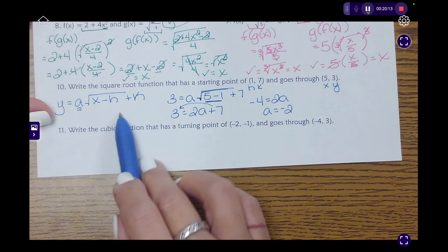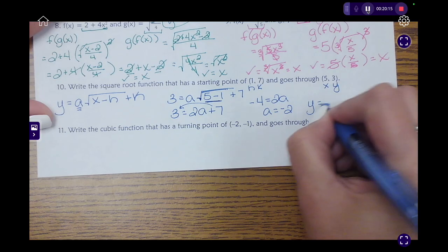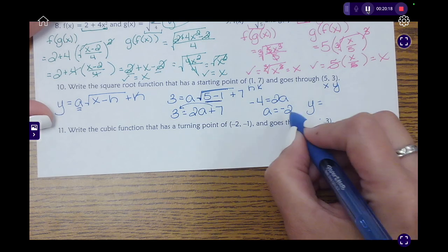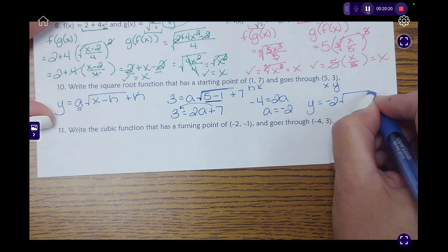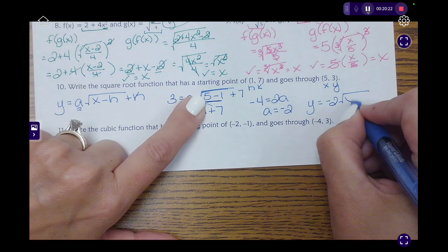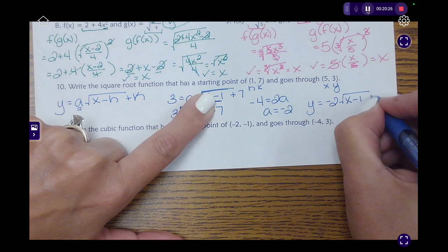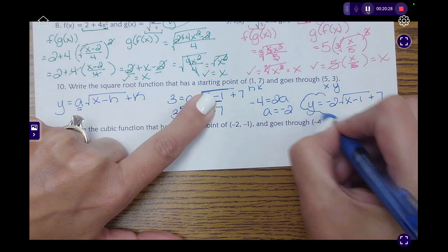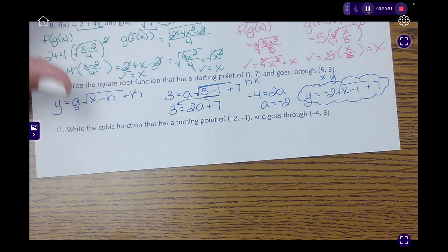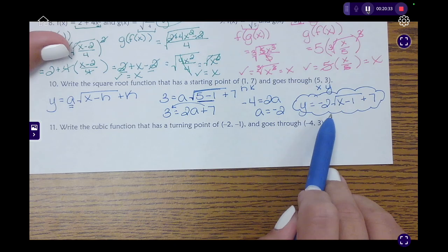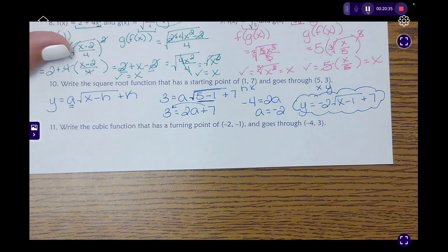Now I need to go back and write my equation. So you should always have a y equals equation right here. So my a value is negative 2, and then I have the square root of x minus my h value, which is 1, plus that k value. So that would be my equation. That's what you're looking for. So once you find your a value, make sure you go back and write your equation.